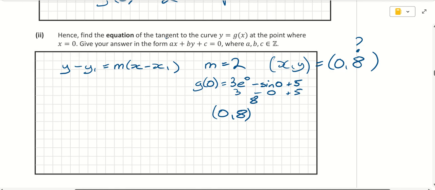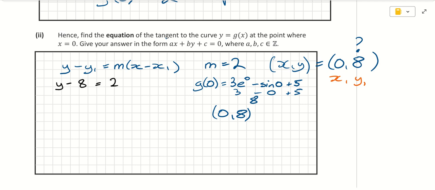So let's just go in with this. We've got our m and we've got our x1, y1. So let's just sub it all in. y minus 8 equals 2 times (x minus 0). Let's just sub it in. y minus 8 equals 2x.